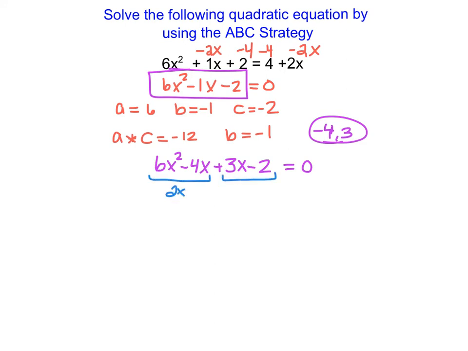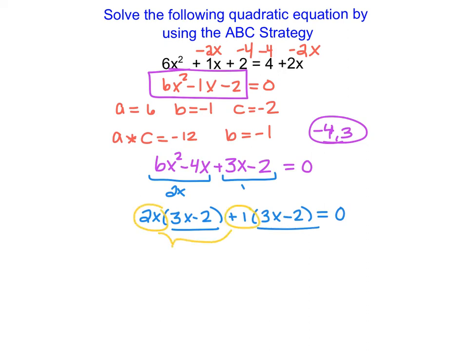For this first one, that is just 2x, so I have 2x. And then inside the parentheses is 3x minus 2, plus the greatest common factor here, if I want the parentheses to match, is just 1. So I end up with 3x minus 2, again, is equal to 0. Notice the parenthesis parts match, so I can group the coefficients together. So we have 2x plus 1 times 3x minus 2 is equal to 0.